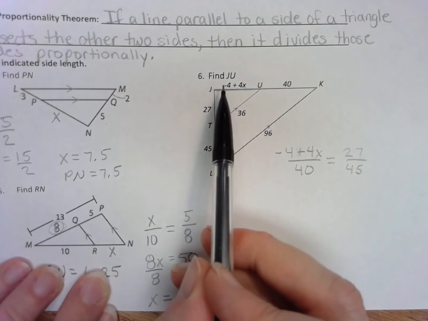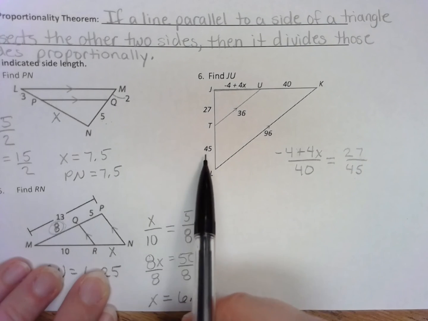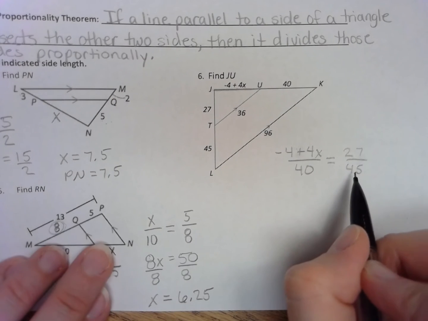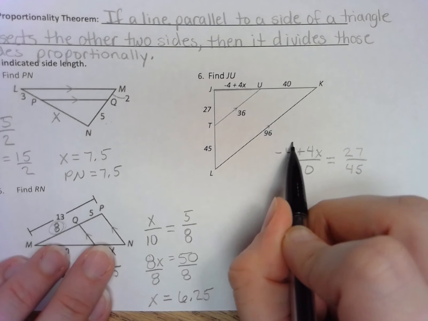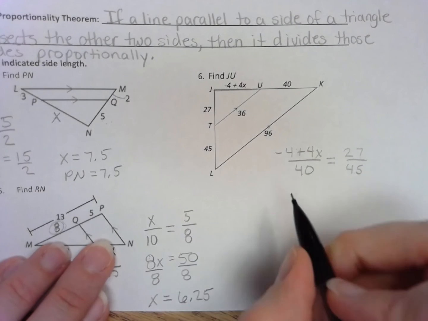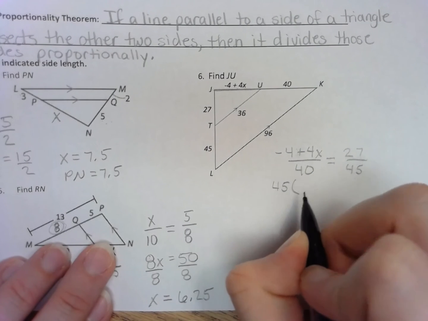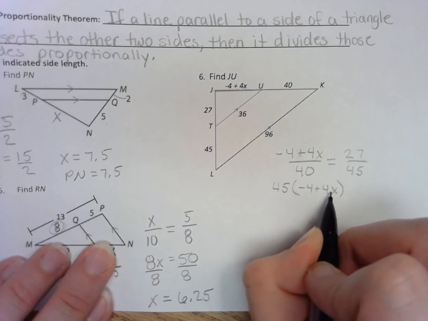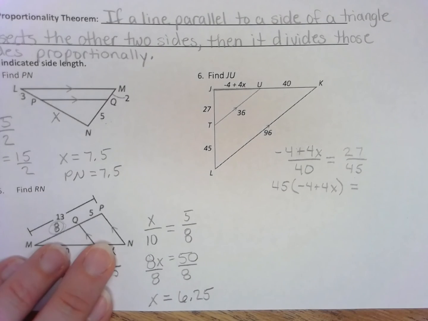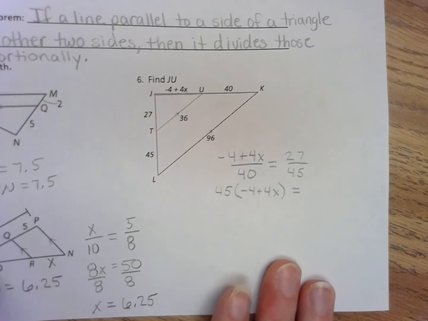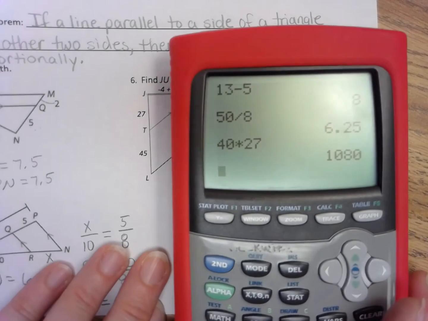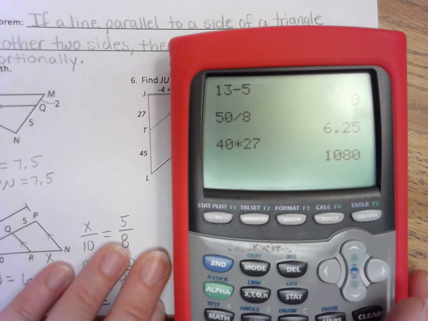Again, always being careful that your corresponding parts are set up in your proportion correctly. When you cross multiply, be careful that 45 needs to be multiplied times this whole thing, -4 plus 4x. So you might want to take the step of writing 45 times that whole thing so that you can see that it is going to use the distributive property. You can go ahead and calculate 40 times 27. 40 times 27, we get 1,080.